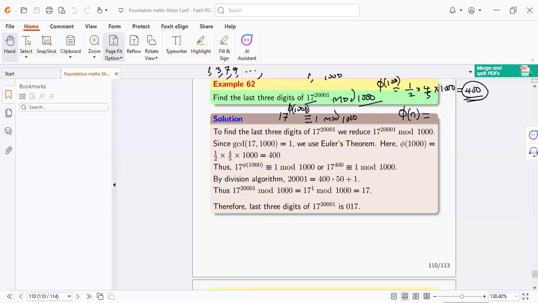Okay, so let's continue therefore. We have found what phi of 1,000 is. So now we can do our question there.